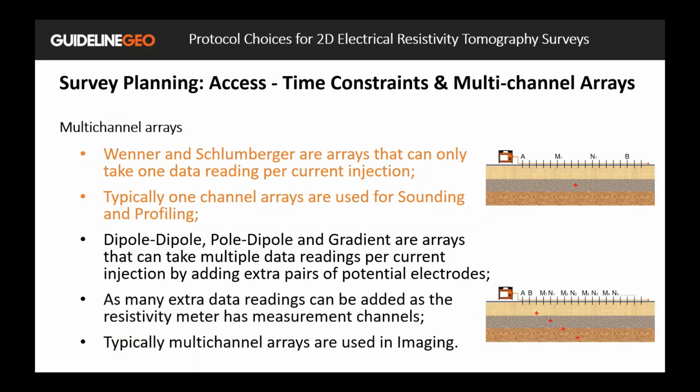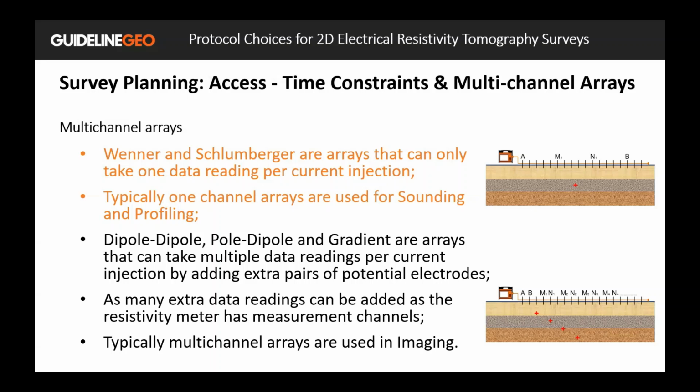If you use something like a dipole-dipole or a gradient array, then we're talking about multi-channel arrays. So the example here is a dipole-dipole. Current is being injected on one side at the A and B electrodes, and whilst the current is flowing there, we can measure voltages at different locations along the spread. The limit on how many voltage readings we can take is based on the design of the instrument, how many channels it has, and how many electrodes are available. In other words, am I going to run out of space on my spread cables before I've used all of my available channels?